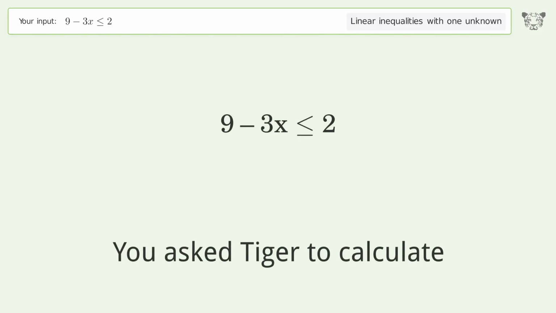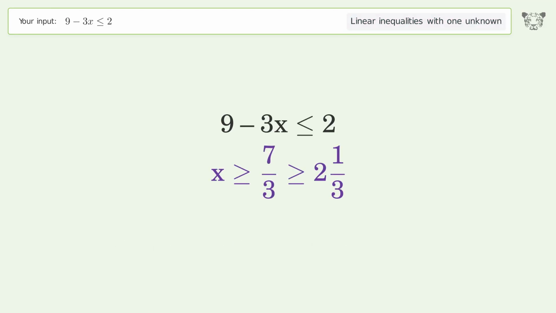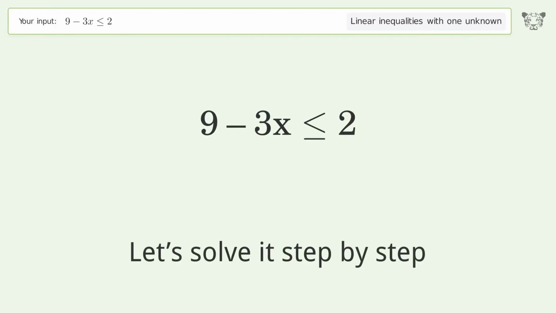You ask Tiger to calculate. This deals with linear inequalities with one unknown. The final result is x equal or greater than 7 over 3 equal or greater than 21 over 3. Let's solve it step by step.